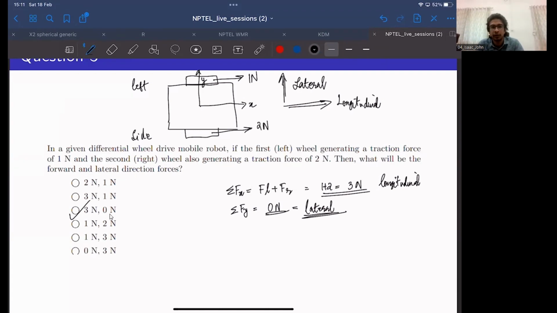Right? Because for a differential wheel, the traction forces can act only along one direction, perpendicular to the wheel hub, the plane in which the wheels rotate. So if you simply resolve the forces along the body fixed frame of reference, you would get the longitudinal forces. The sum of the total longitudinal forces would be 3 newtons, and the forces along the lateral direction would be 0 newtons. So I hope that is clear.